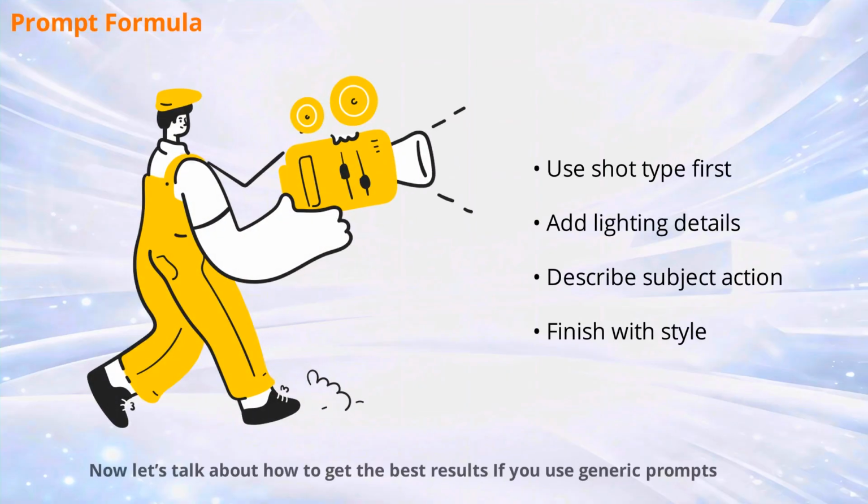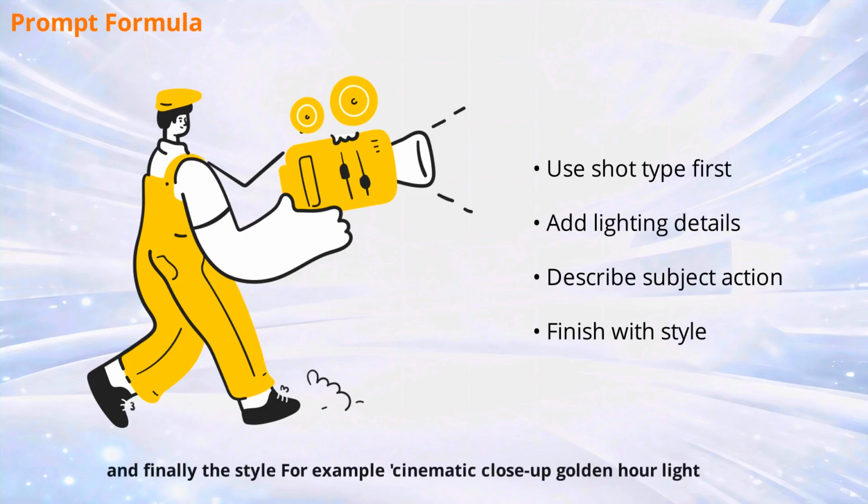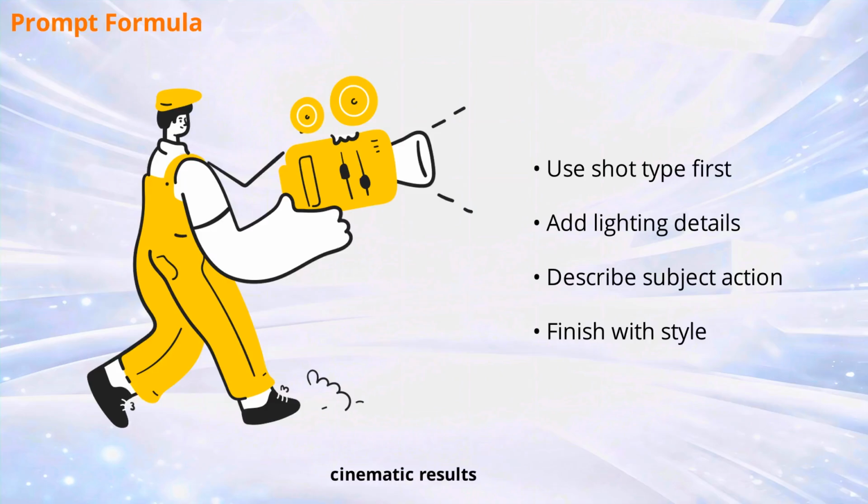Now let's talk about how to get the best results. If you use generic prompts, you'll end up with generic, low-quality videos. Here's the formula you need. Start with the shot type, then lighting, followed by the subject's action, and finally the style. For example, cinematic close-up, golden hour light, woman running through foggy forest, film noir style. Stick to the structure every time and you'll consistently get impressive cinematic results.